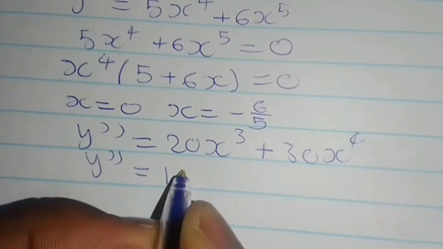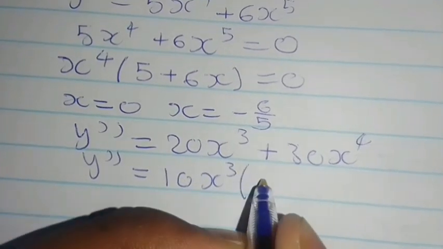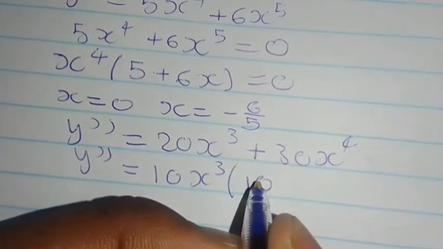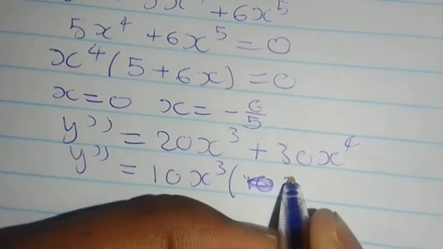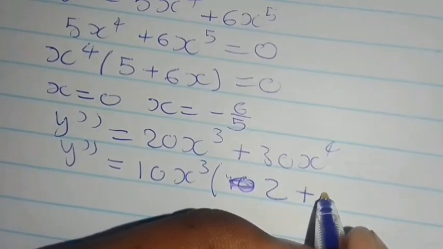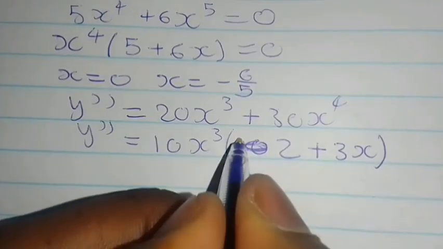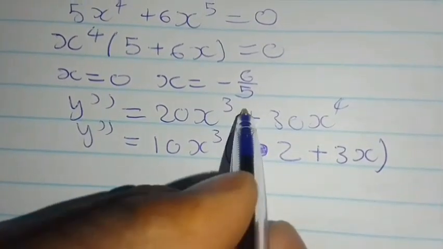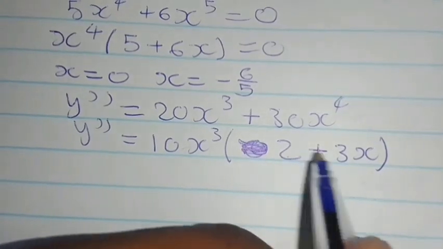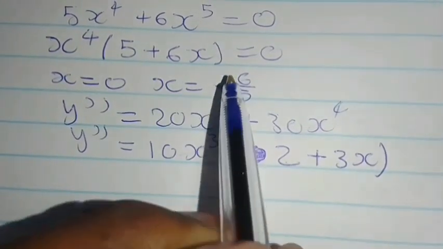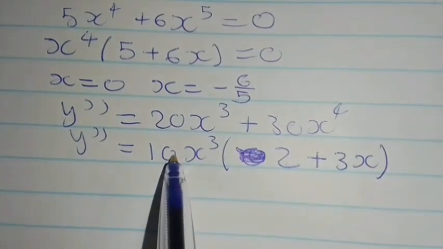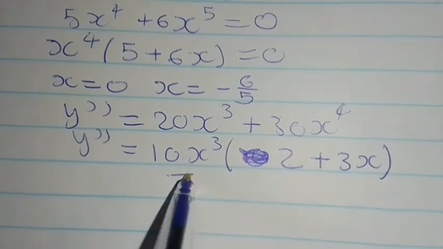We can have 10x to the third into 2 plus 3x. So you have 10x to the third. This term is not there. So you have 10x to the third into 2 plus 3x. Now, if you substitute minus 6 over 5, this term will be negative.